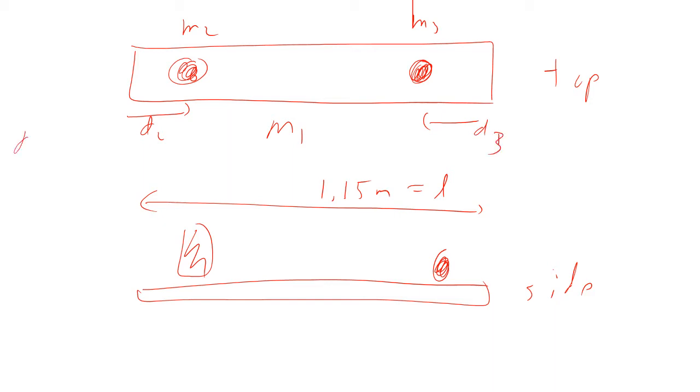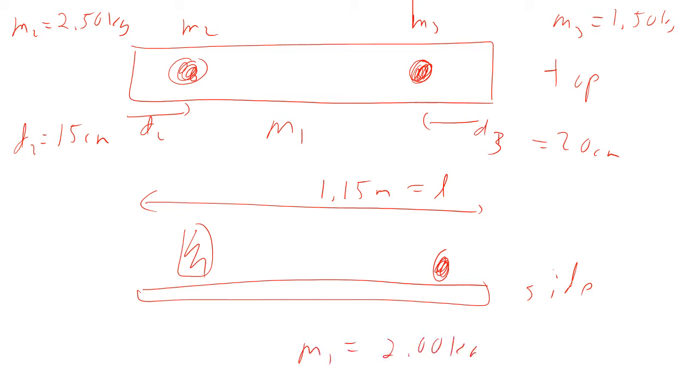And so let's say that D2 is going to be 15 centimeters. Let's say that D3 is going to be 20 centimeters. Let's say that M2 is going to be 2.5 kilograms. Let's say that M3 is going to be equal to 1.5 kilograms. And let's say the mass of the entire board is 2 kilograms. Okay. And so the question is, where is the center of mass?